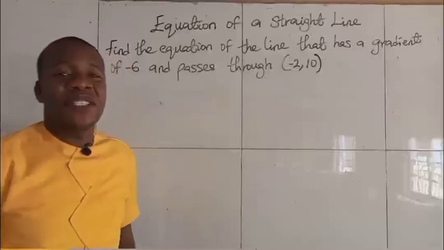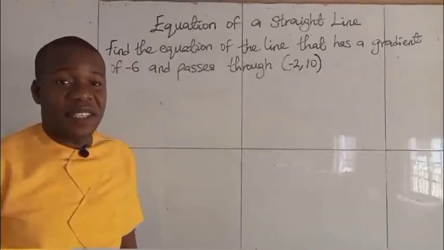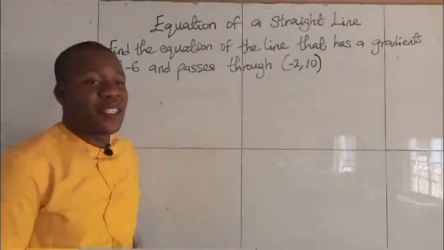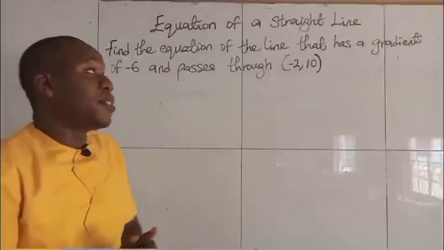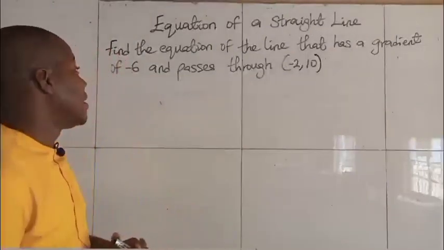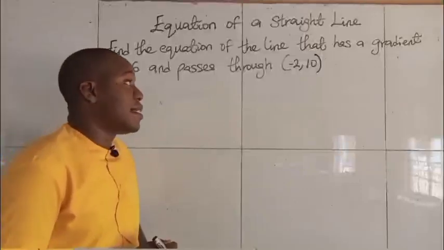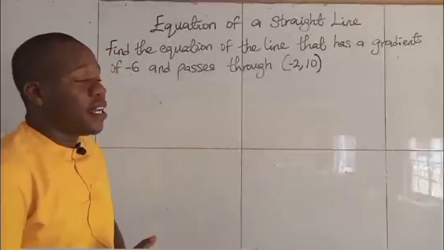We want to continue our work on straight line geometry, and we are still talking about equations of a straight line. So we have a question on the board. Find the equation of the line that has a gradient of -6 and passes through the point (-2, 10).